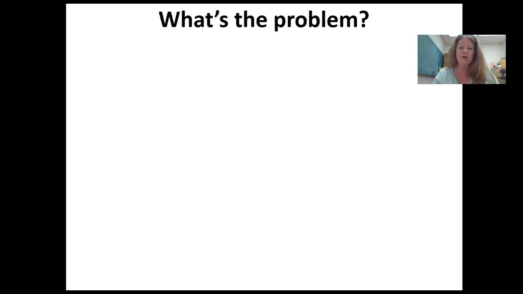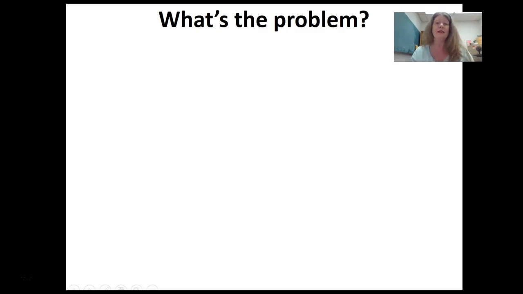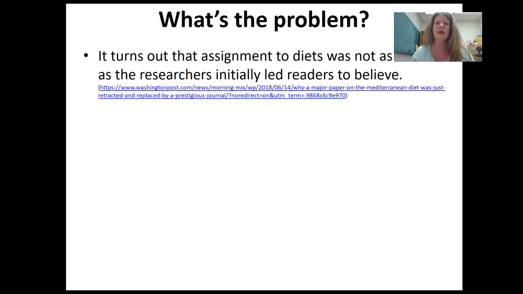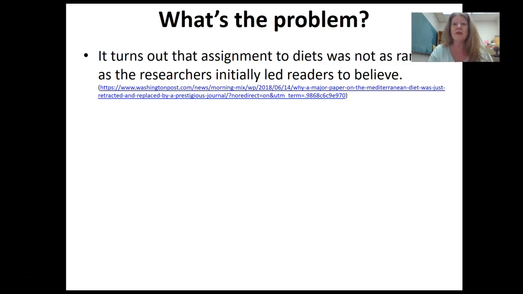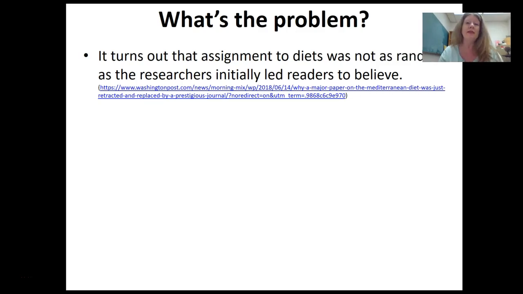Now, there was actually a problem with this study. One of the reasons that this made it into the headlines is that some other researchers later on were looking at the data and the study, and they realized there were some problems in terms of the conclusions that were reached by the original researchers. What turned out to have happened is that there really was not random assignment to the groups. It was initially thought that people were just randomly assigned to receive a different diet. That really wasn't the case.